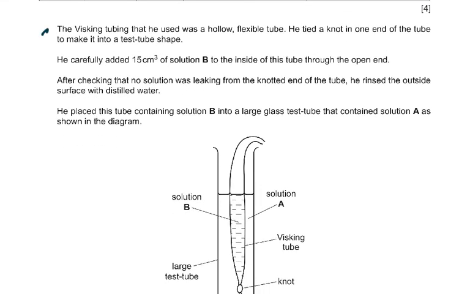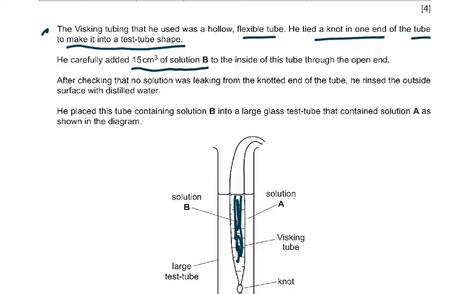You couldn't have just done it like that. Then it says the whisking tubing that he used was a hollow flexible tube. He tied a knot in one end of the tube and made it into a test tube shape. He carefully added 15 cm³ of solution B. So the solution B is inside. This is the solution B, inside the tube through the open end. After checking that no solution was leaking from the knotted end of the tube, he rinsed the outside with distilled water, placed the tube containing solution B into a large glass tube that contained solution A.